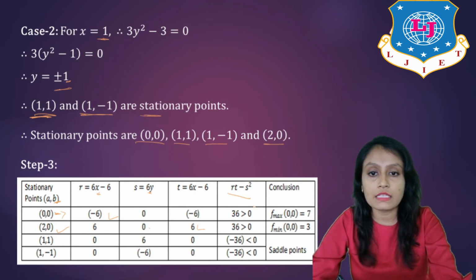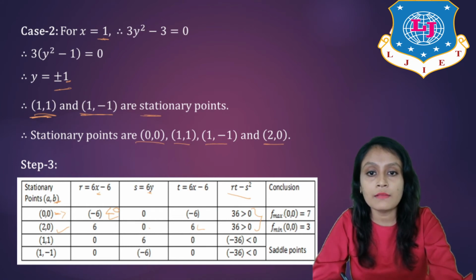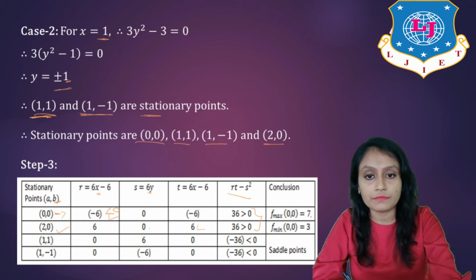Now we have to check this rt minus s square. This is greater than 0. So now we have to check r. Here r is minus 6, which is less than 0. Therefore this 0, 0 is a maximum point. So you will get the maximum value at this particular point 0, 0. Also we have to find the maximum value. So in the question, in place of x and y you have to substitute 0, 0. So you will get the value of f maximum, that is 7.